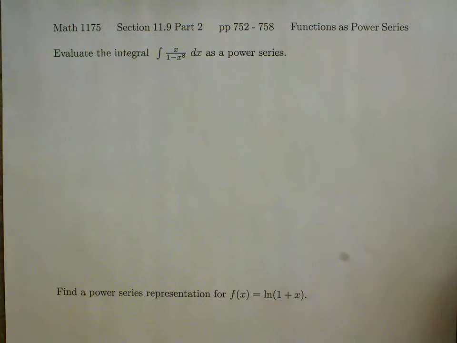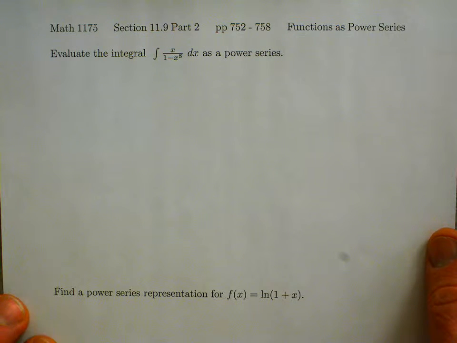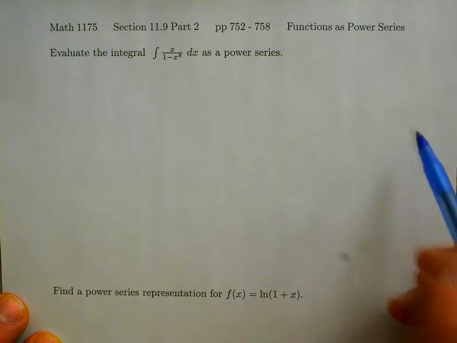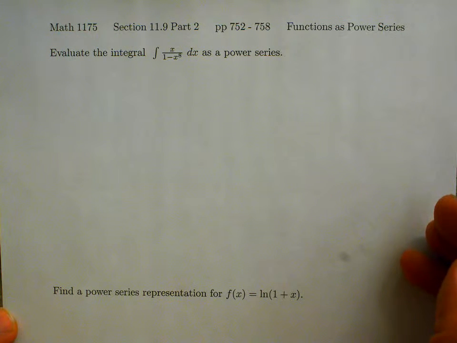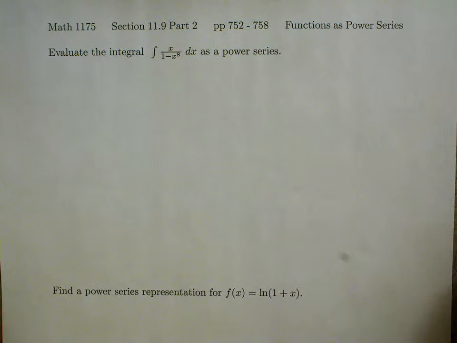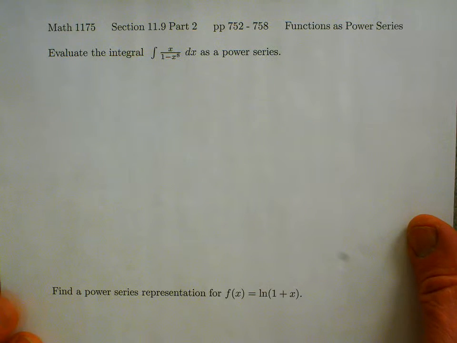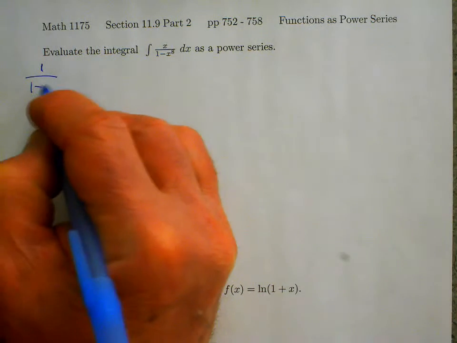Evaluate the integral x divided by 1 minus x to the 8th as a power series. Any ideas on how to start? We've used a similar sort of approach already today with a different function. So let's start with finding a power series for 1 over 1 minus x to the 8th.